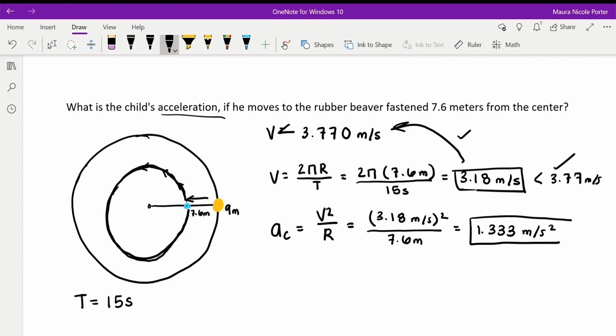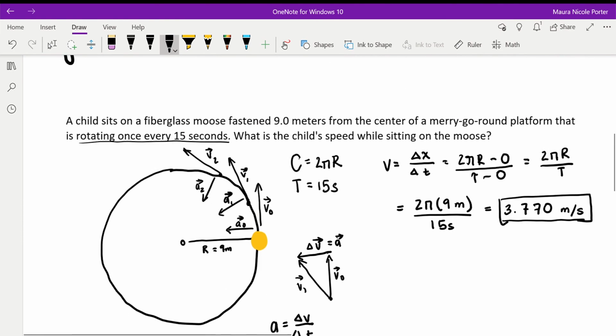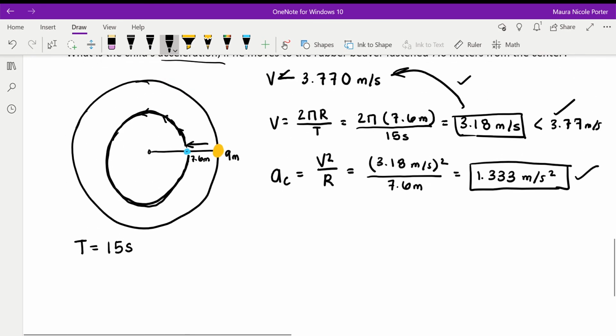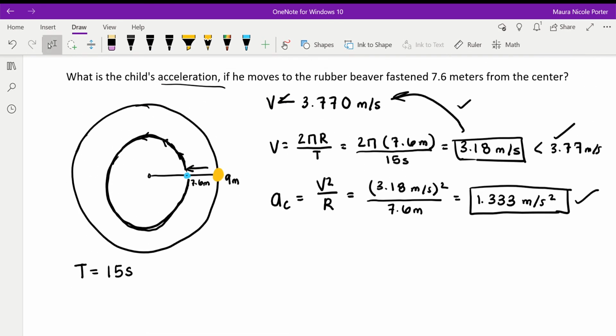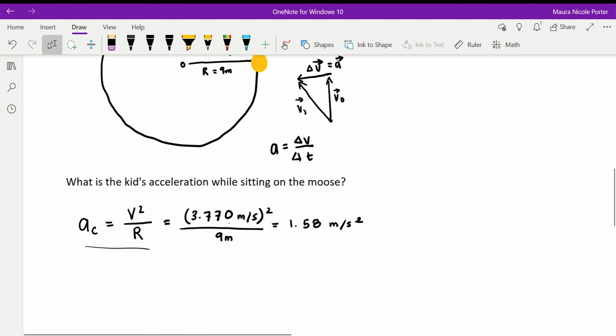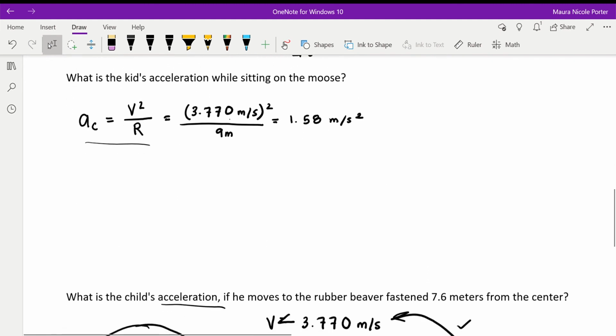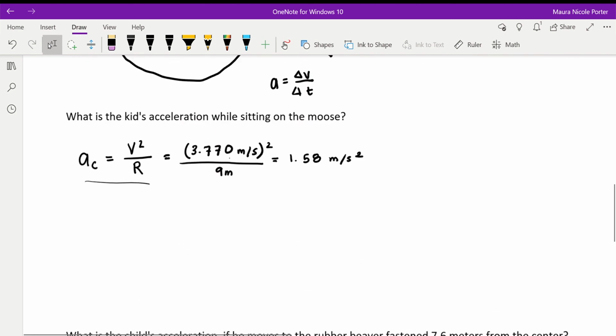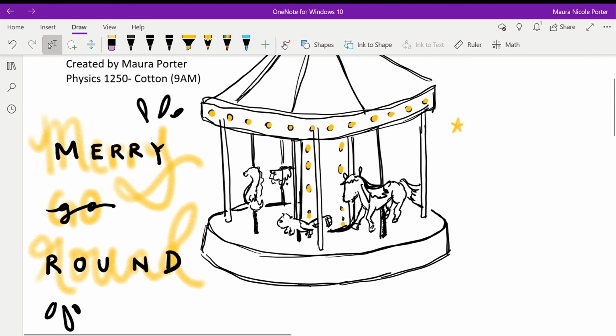So that is how you do this merry-go-round problem. Again, we can check this final answer here, that our acceleration is less than the other acceleration, which obviously the moose has to be moving faster, so it'll have a higher acceleration. But yeah, so that was the merry-go-round problem. I hope this helped.